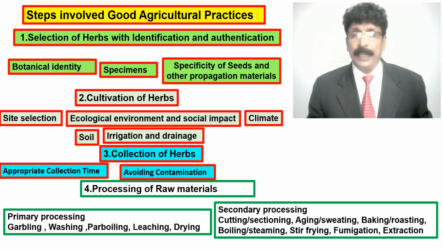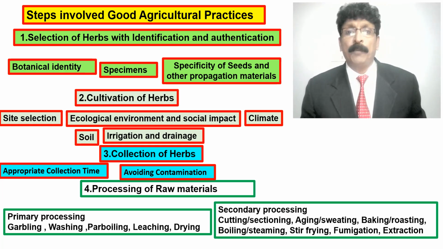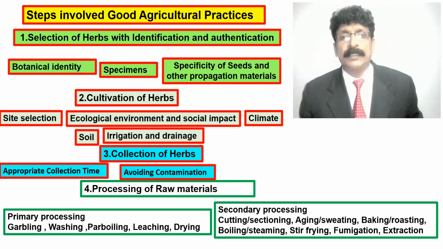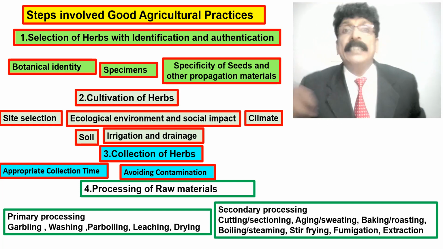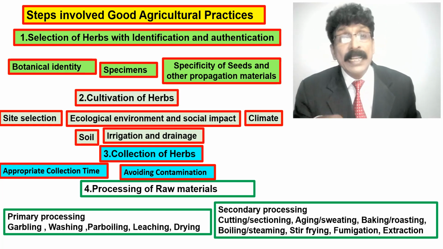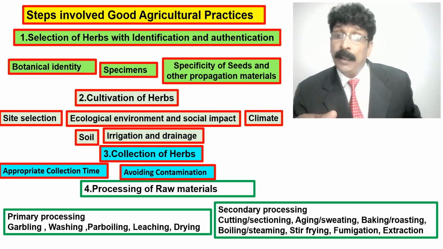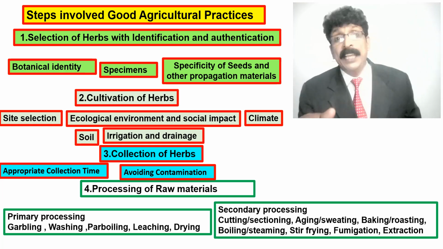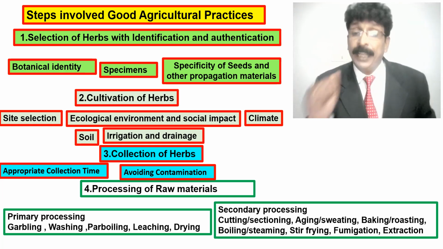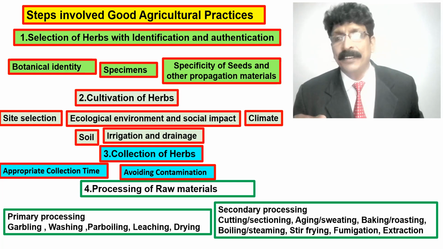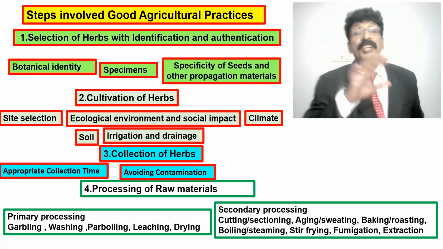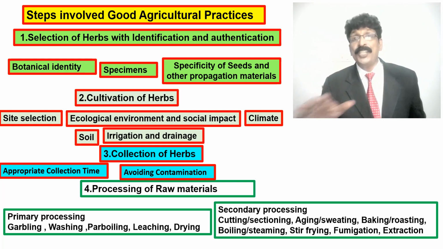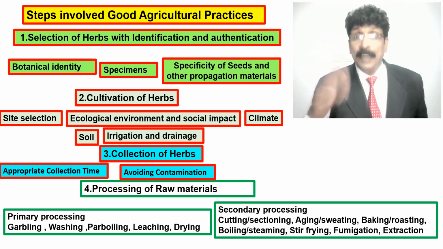Secondary processing. In processing there are primary processing, secondary processing. Cutting, selection. Sometimes you are cutting the material, otherwise sometimes selecting the material. Aging, sweating, baking, roasting, boiling or steaming, stir frying, fumigation, extraction. So we have to see all this definition in detail in the coming class.